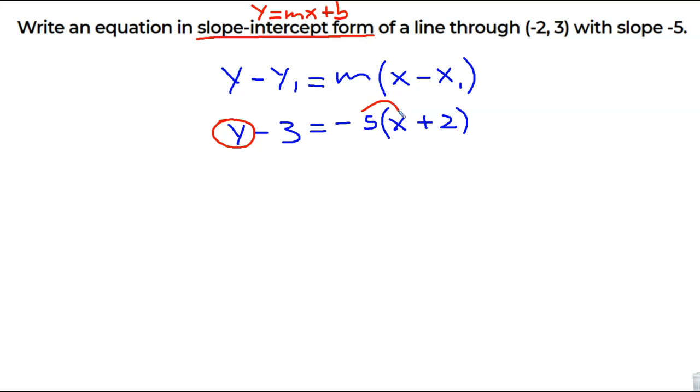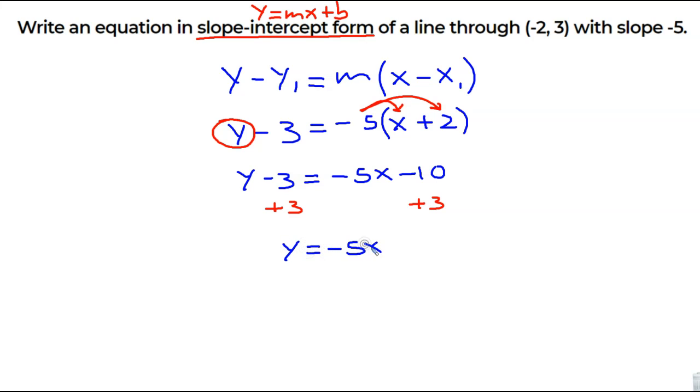So to get that, what I'll do is I'm going to distribute the negative 5 on the right, which will leave me with y minus 3 is equal to negative 5x minus 10. And then to finish up, I'm going to add 3 to both sides to get the y alone, which will leave me with y equals negative 5x minus 7 as a final answer.